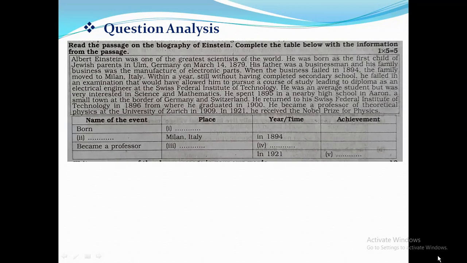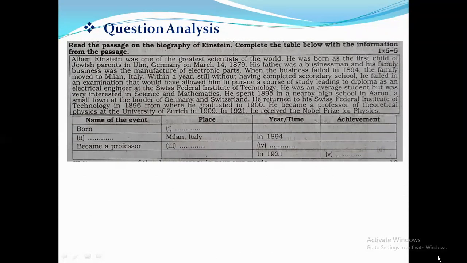Within a year, still without having completed secondary school, he failed an examination that would have allowed him to pursue a course of study leading to a diploma as an electrical engineer at the Swiss Federal Institute of Technology. He was an average student but was very interested in science and mathematics. He spent 1895 in a nearby high school in Aarau, a small town at the border of Germany and Switzerland.